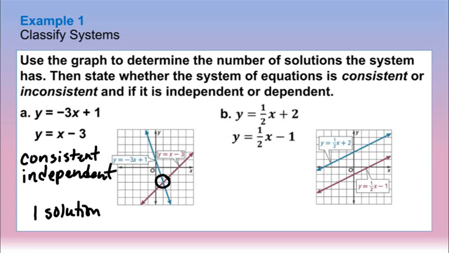we have y equals half x plus 2 and y equals half x minus 1. And you see that the lines do not meet. There are no solutions here. And because they do not cross, this would be inconsistent.